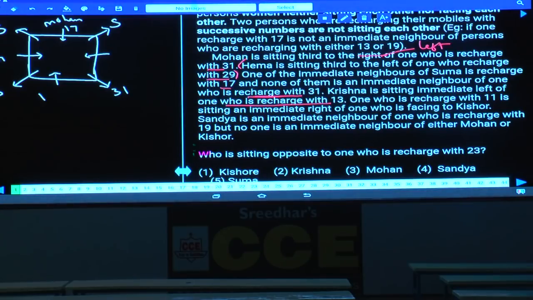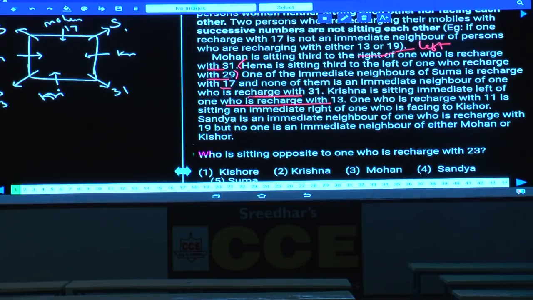Now if Krishna is at this place, this is one possibility, then this person must be 13. Or can Krishna be at this place? If Krishna is at this place, this person must be 13, and so on, isn't it? And to the immediate left of the one who recharged with 13. One who recharged with 11 is an immediate right of the one who is facing Kishore.